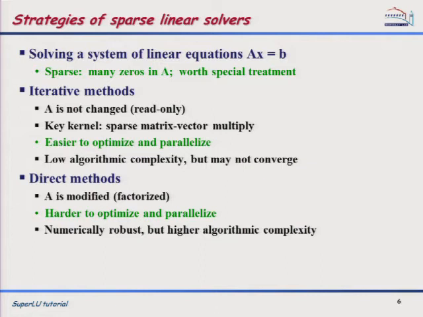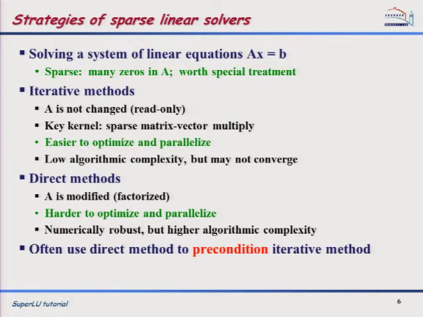And one of the big differences is that in contrast to iterative methods, direct methods are harder to optimize and parallelize. Iterative methods are much easier to do that. Direct methods are robust, right? But they imply higher algorithmic complexity. So this is basically a trade-off that you have between iterative and direct methods. And it's often the case that you can use a direct method as a preconditioner for iterative methods.